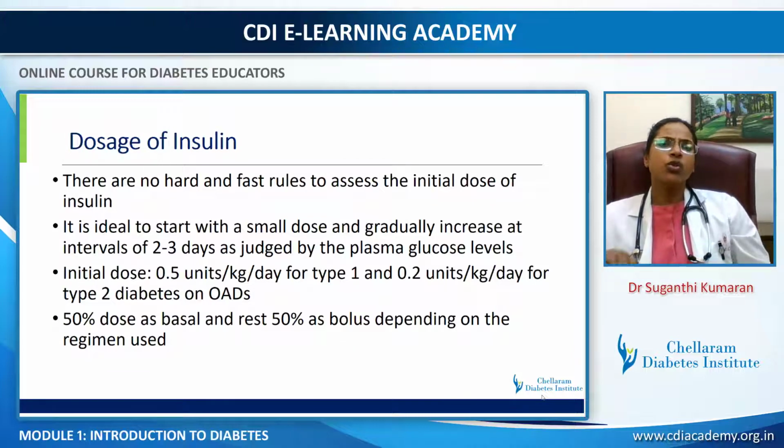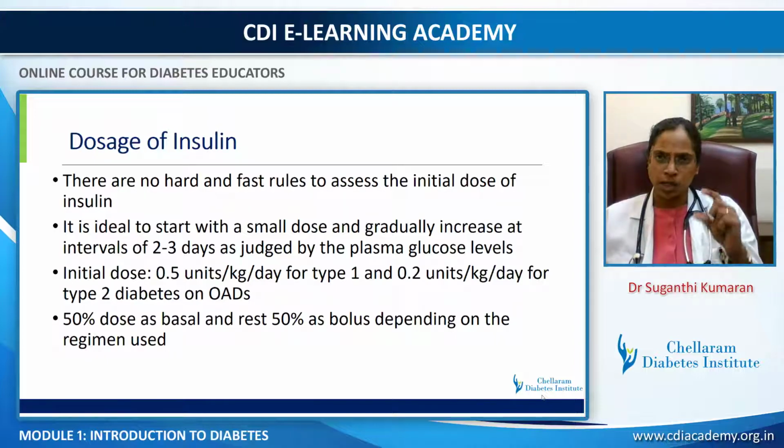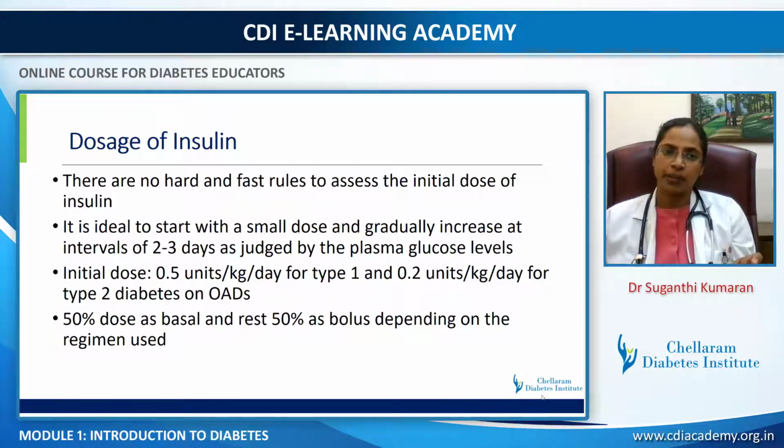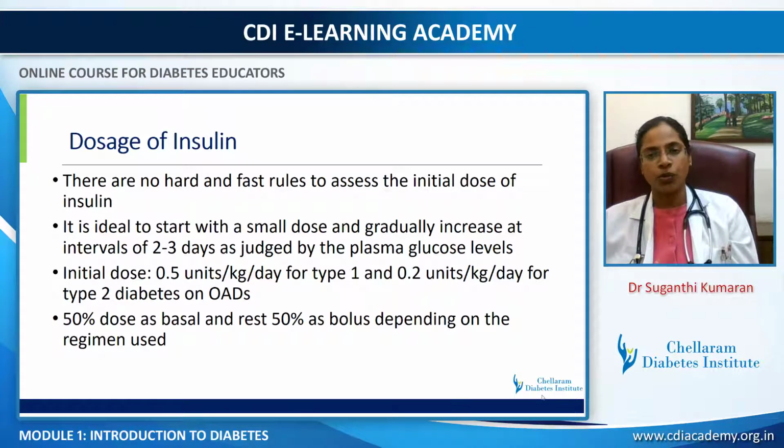Now, dosage of insulin. There is no hard and fast rule to assess the initial dose. Ideally, it is better to start slow and small and gradually increase at an interval of 2 to 3 days, as judged by the plasma level. Usually, the initial dose is 0.5 unit per kilogram per day for type 1 and 0.2 units per kilogram per day for type 2. As mentioned earlier, type 2 is more of an insulin resistance category, wherein the body itself has enough insulin, except it's not as efficient. That's why the dose is only 0.2 unit per kilogram, unlike type 1 where there is total deficiency of insulin and therefore we have to give 0.5 units per kilogram per day.